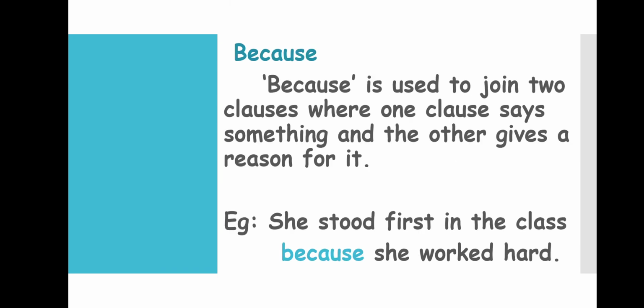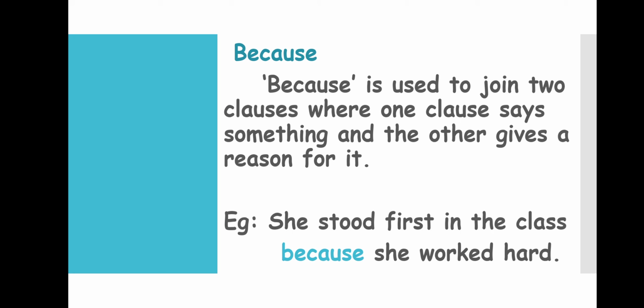Next one is because. Because is used to join two clauses where one clause says something and the other gives a reason for it. That means if something happens, the first one, the clause means the part of the sentence. Okay. So mainly because is used to join two clauses and the first clause says something and the second clause gives the reason for it, why it happened. Look at the example.